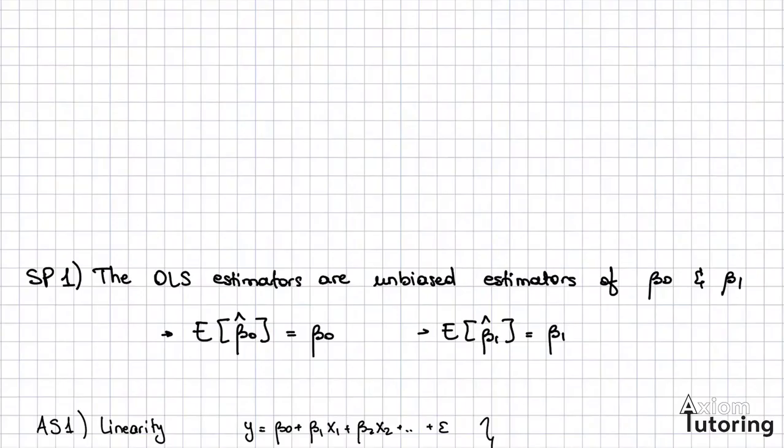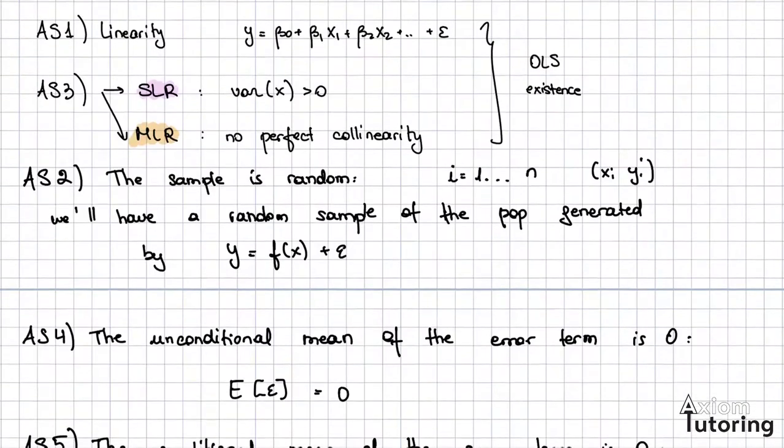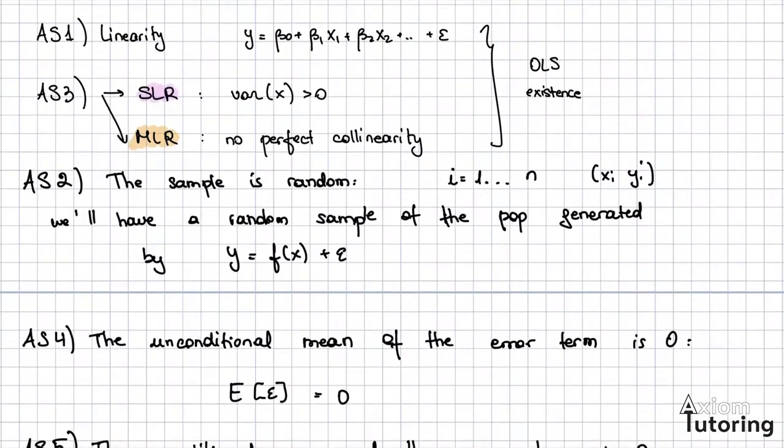As a recap, in order to get to the first statistical property, we needed certain assumptions to be fulfilled. So far, we have mentioned five assumptions: the linearity and the no perfect collinearity, proved the OLS existence. Assumption 2, the sample is random. Assumption 4, the unconditional mean of the error term is 0. We're still part of setting up the entire environment for us to be able to run an OLS. We also set a small disclaimer about assumption 2 that might not be reliable for all types of data that we have when we run an OLS, especially with time series.